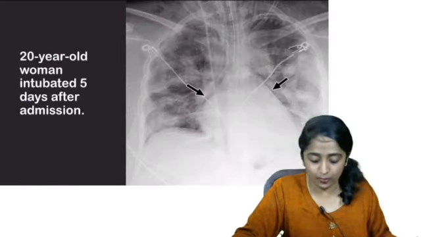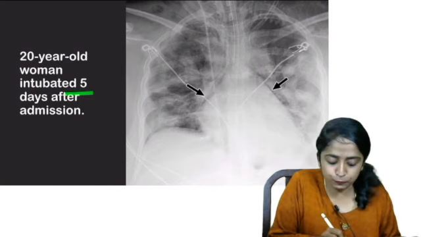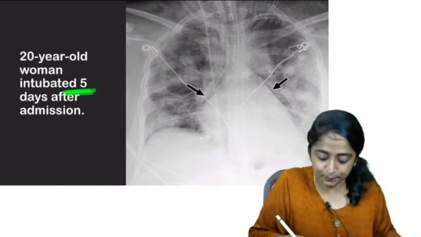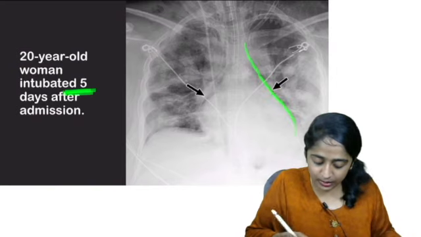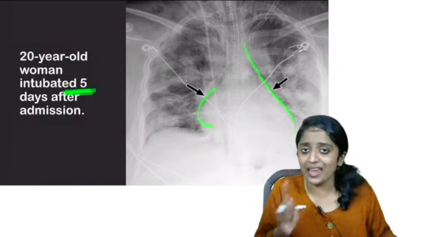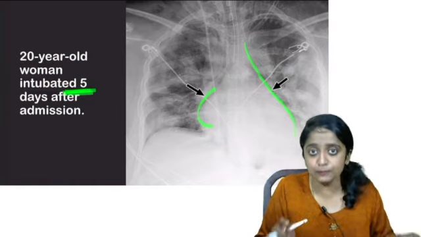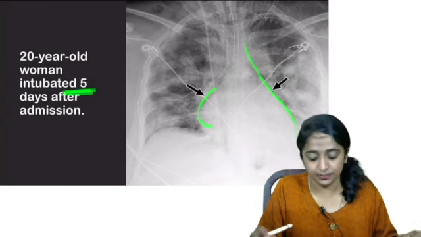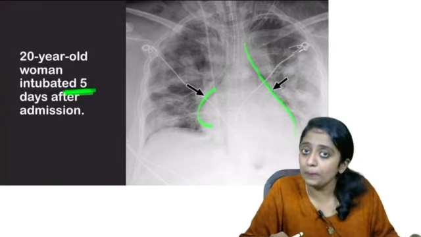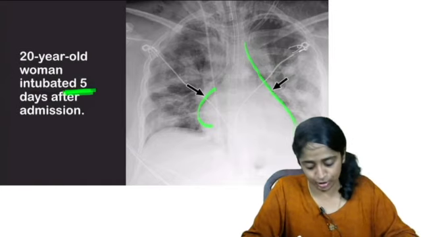It is a barotrauma. Yet another patient, 20-year-old, intubated, and after 5 days of admission, what do you see? You can see lucency outlining the heart. This is not expected. It is an air in an unexpected location. Where? Mediastinum. So it's a case of pneumomediastinum. So these are all expected complications of barotrauma, of positive pressure ventilation.